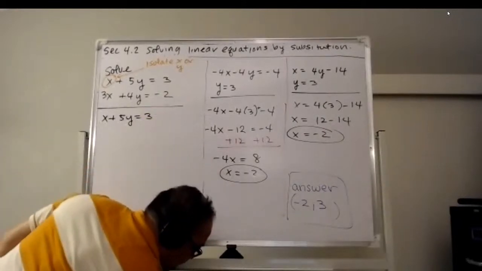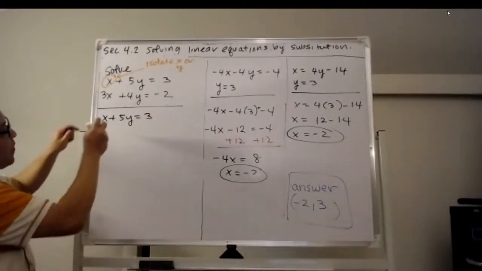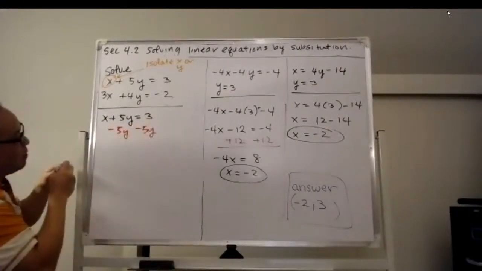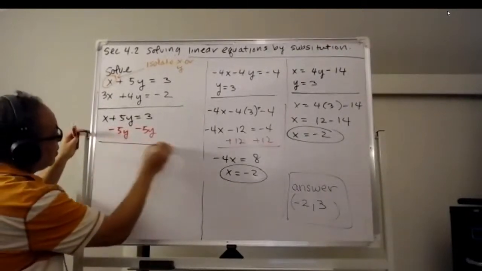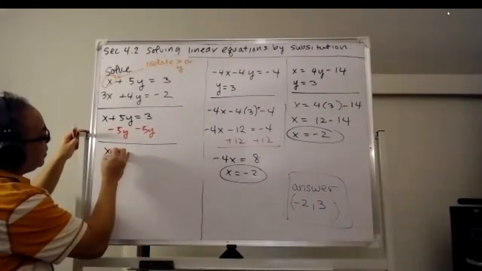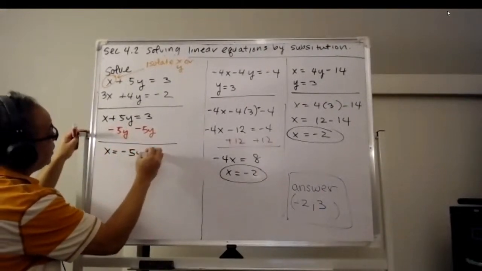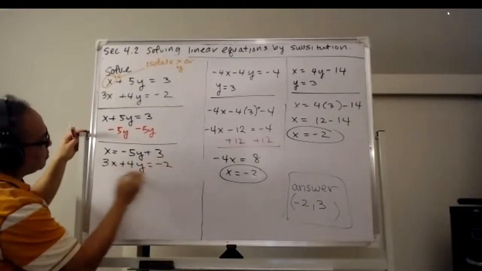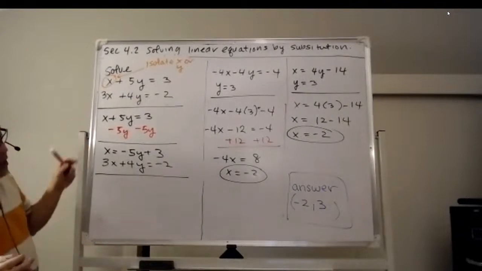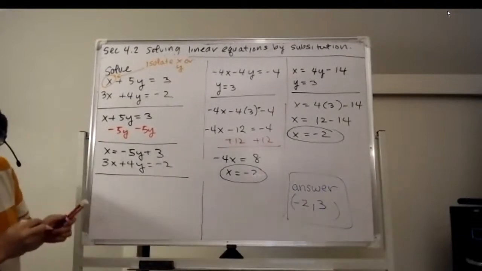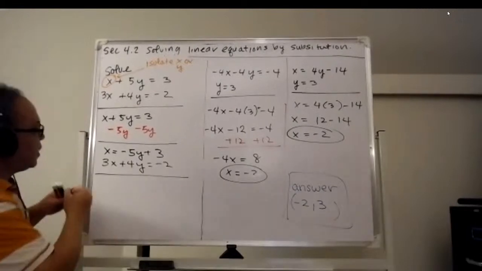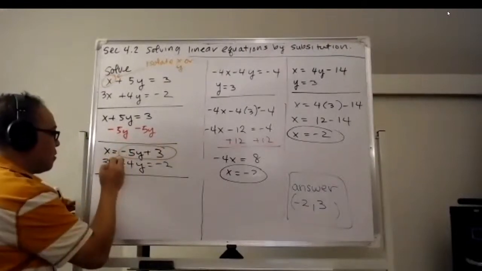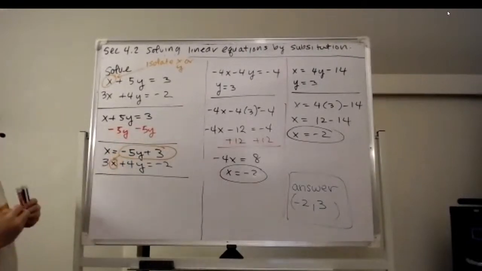Okay. Now I'm going to subtract the 5y from both sides. And you'll get x equal minus 5y plus 3. And then 3x plus 4y is equal to minus 2. Okay. So go ahead and do the substitution. What I want you to do is to take this and put it in there. So go and see if you can do that move.